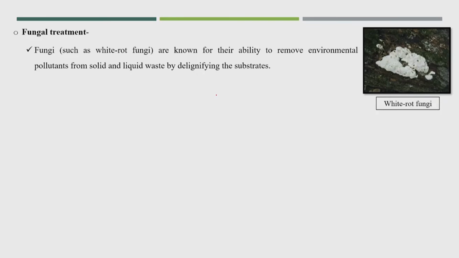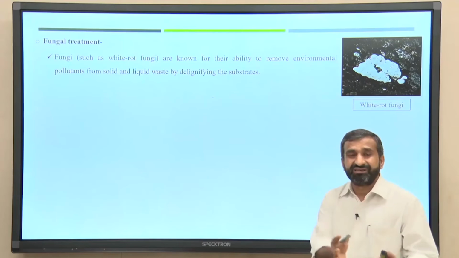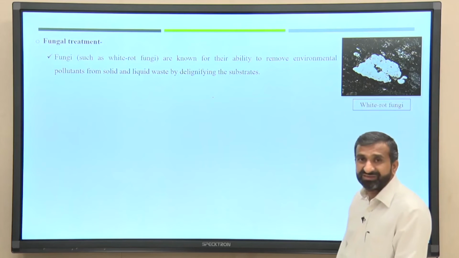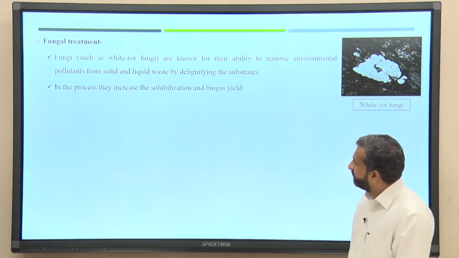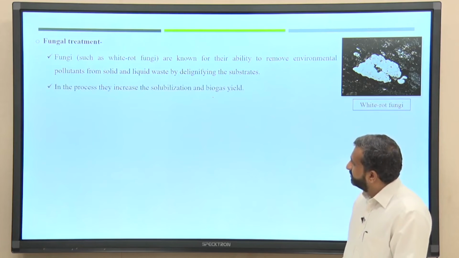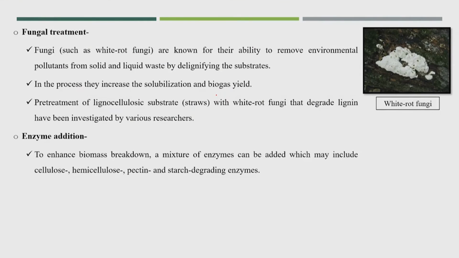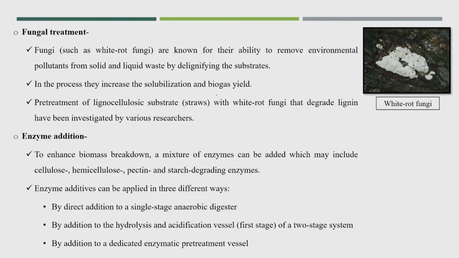Here also, we can see in our kitchen, after 6 or 7 days, if some food is getting degraded, we will see this kind of fungus. In this process, the fungus will increase the solubilization and increase the biological yield. Enzyme addition is again beneficial.